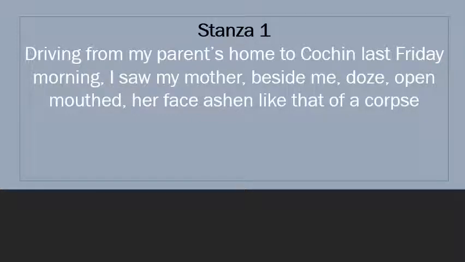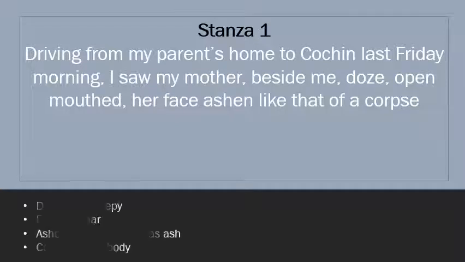Driving from my parents' home to Cochin last Friday morning, I saw my mother beside me, dozed, open-mouthed, her face ashen like that of a corpse.